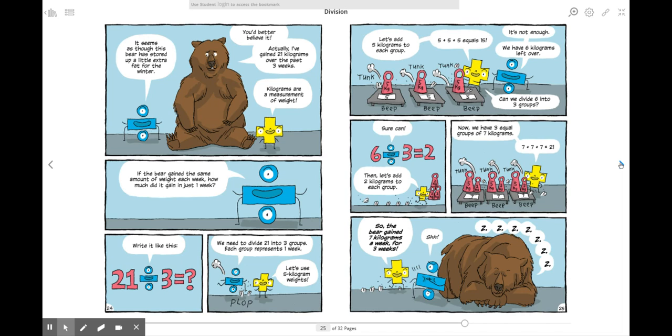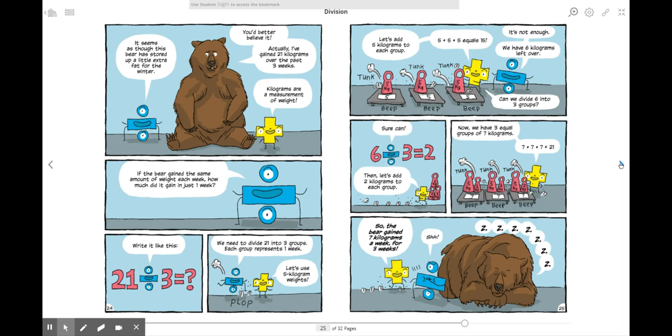We need to divide 21 into 3 groups. Each group represents 1 week. Let's use 5 kilogram weights. Let's add 5 kilograms to each group. 5 plus 5 plus 5 equals 15. It's not enough. We have 6 kilograms left over.